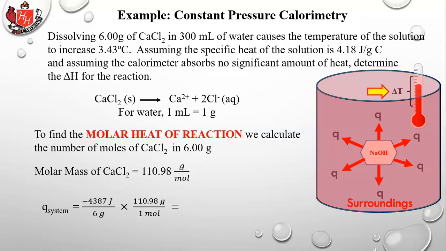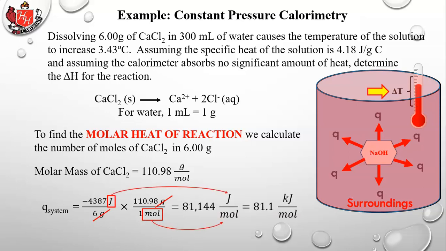Now we multiply by 110.98 grams for every 1 mole. You can see that grams is going to cancel out, and you're going to end up with joules per mole, and in this case that's 81,144 joules per mole of energy that you're going to get out of CaCl2.